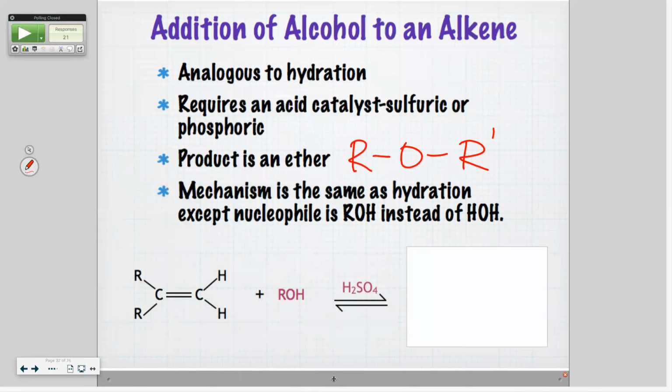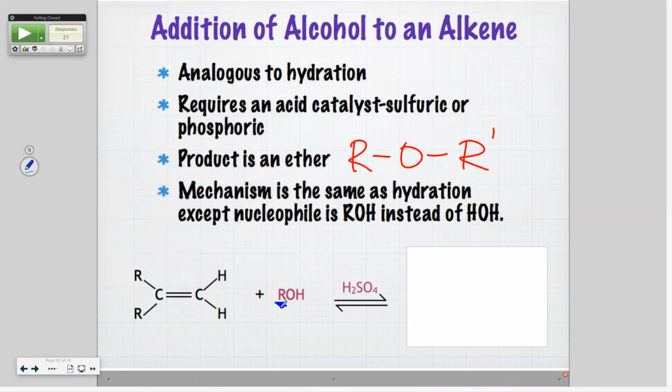It's still analogous to hydration, so it's still Markovnikov. You're still going to protonate first, you're still going to go through a carbocation. All of that is the same. All that we are changing is that one of the hydrogens of the water has been replaced with an R. So what is your product going to be for a generic alcohol?